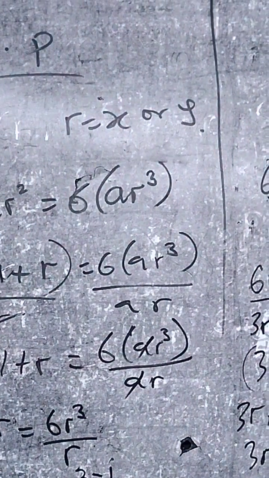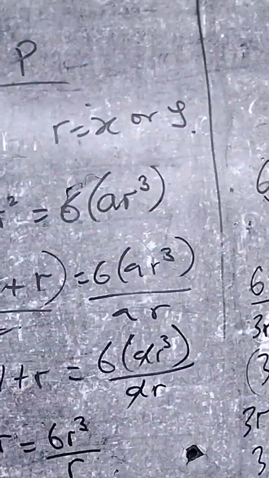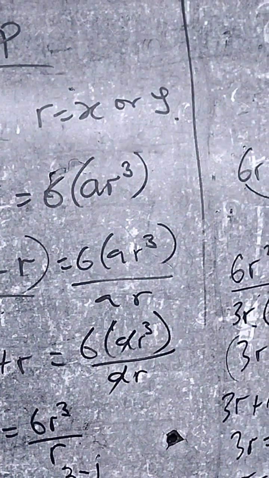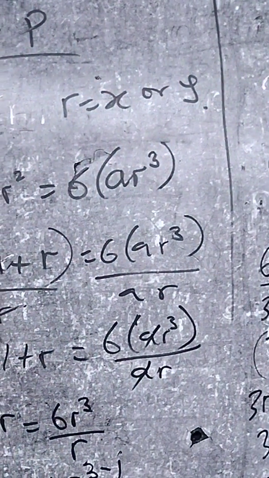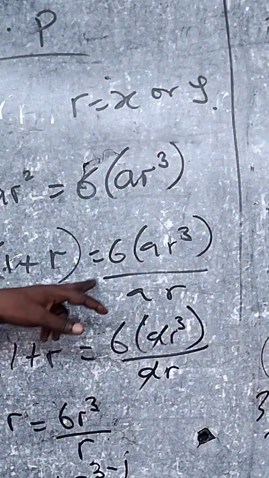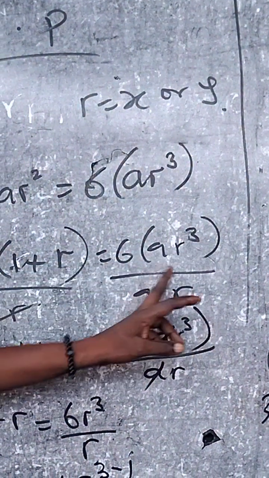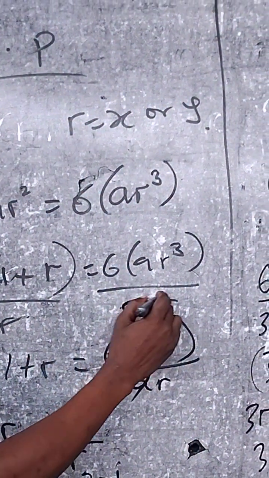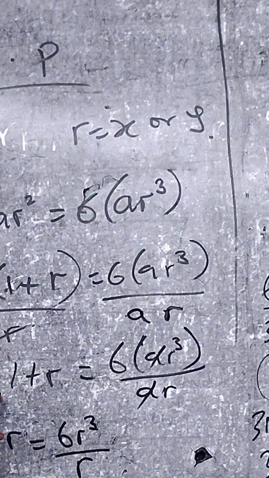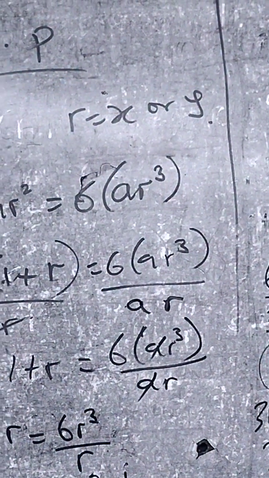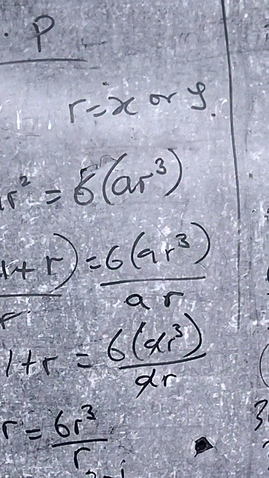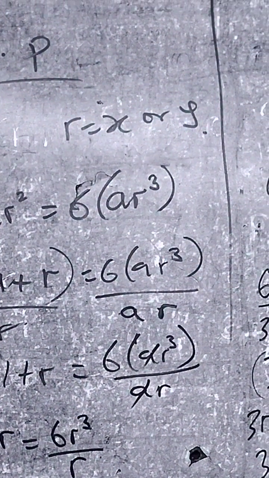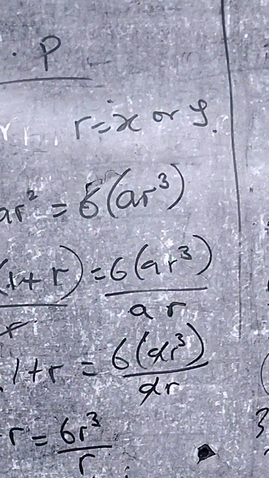Why are we doing this? The main goal is to make R the subject of our equation. So you have 1 plus R to be equal to 6 into AR raised to power 3 divided by AR in the denominator. Now you have 1 plus R. Rearrange it in such a way that it will not be an equation with fraction again.